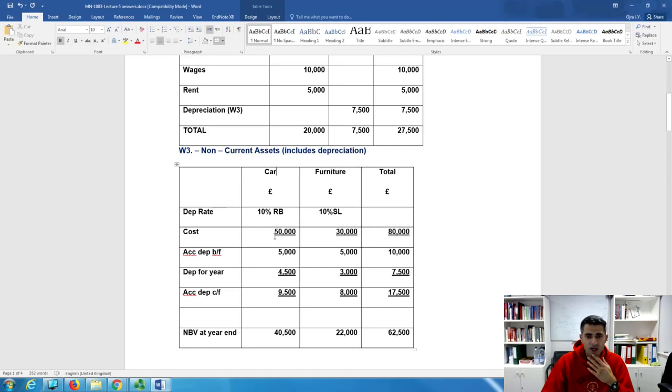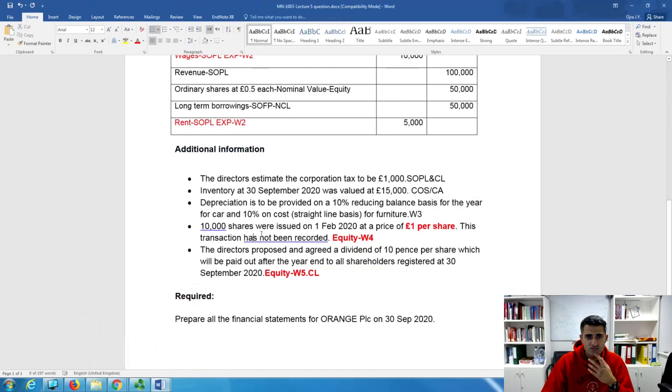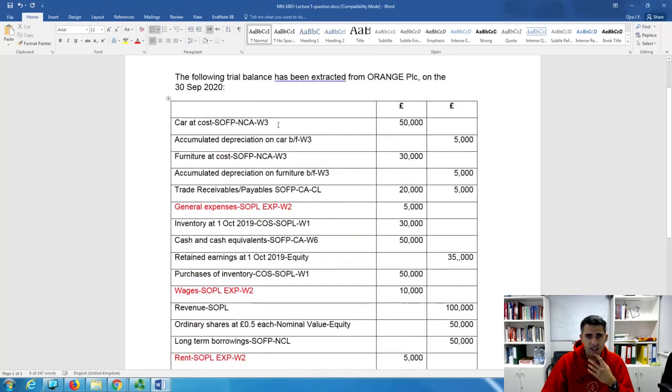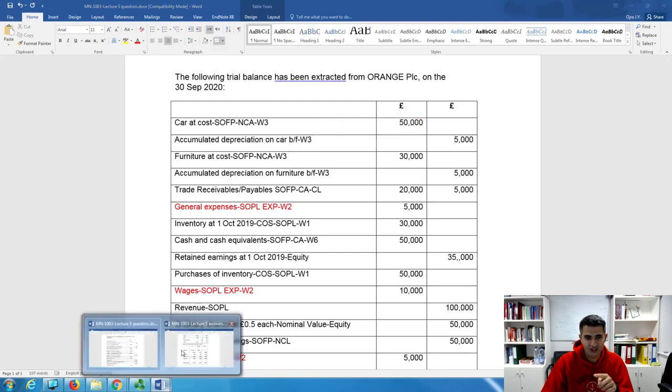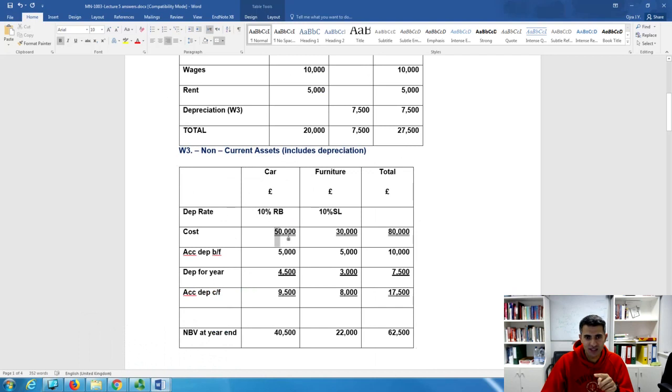What is the cost of the car? Where is the car? Here we go, 50,000. So the cost of the car is 50,000. The accumulated depreciation on the car brought forward at the beginning of this year is 5,000. So it's fine, we agree with this. There are no issues here.